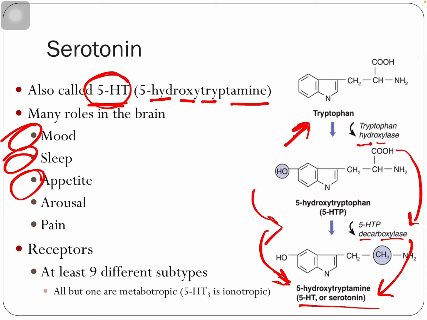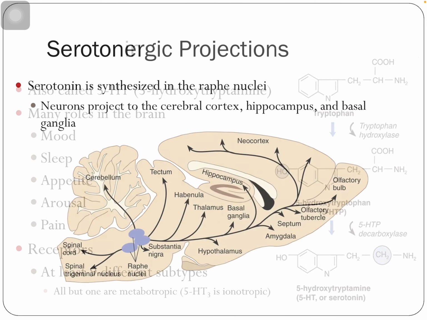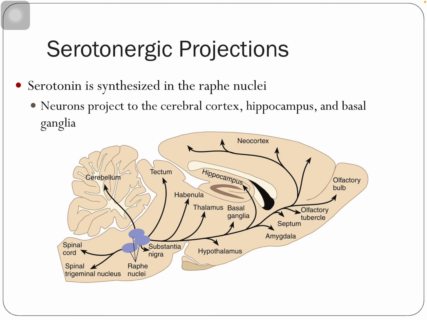We have at least 9 different subtypes of receptors. All of them but one are metabotropic. So this 5-HT3 is ionotropic. Remember, metabotropic are the slower receptor types, whereas ionotropic is much, much faster. These are the projections throughout the brain. It's synthesized specifically in the raphe nuclei. And if you take the sleep class with me, we talk a lot about serotonin being important for sleep, and this area right here is really important for consciousness and sleep.